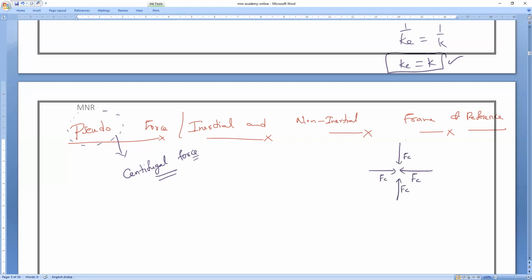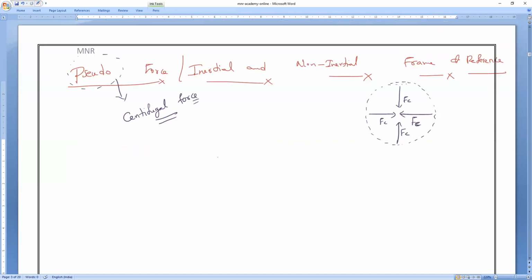So centripetal force we studied when any kind of body is in circular motion, so that we can say it is centripetal force which is always acting towards the center, which we already studied in many classes. Now, centrifugal force, that is what a pseudo force. So what do you mean by that?